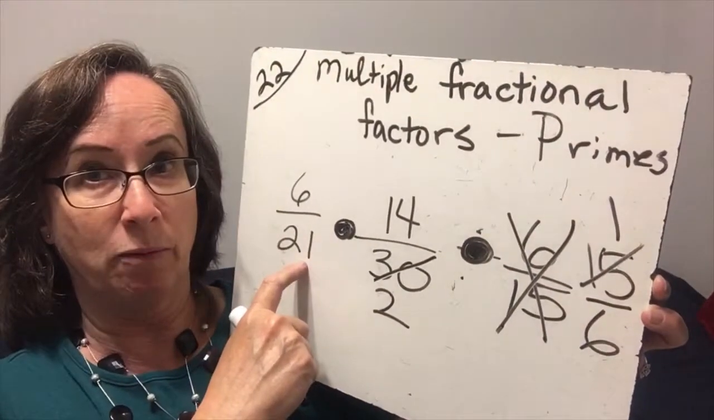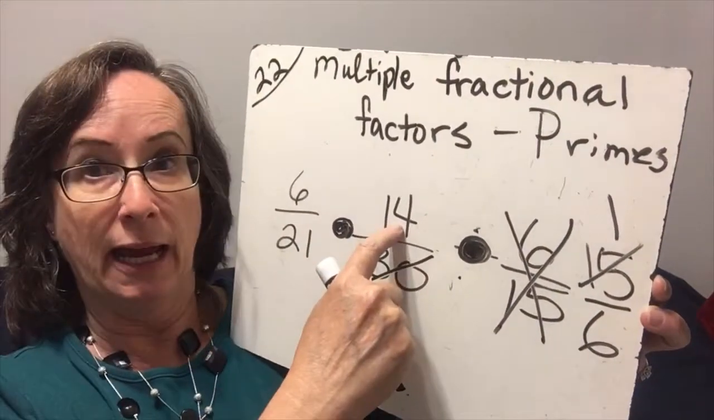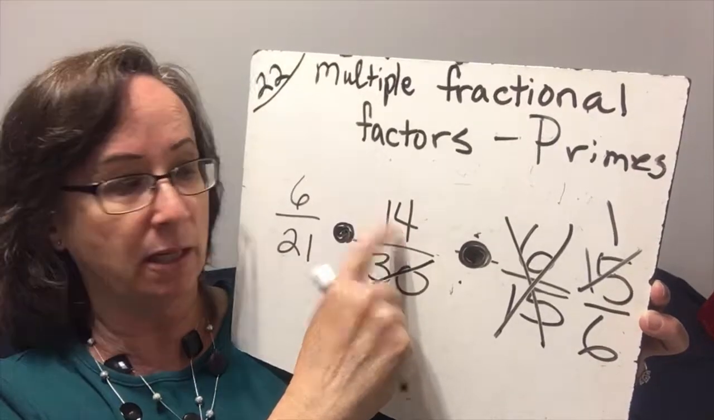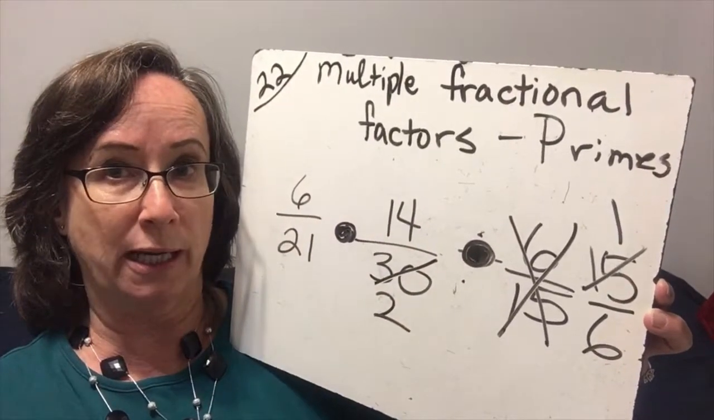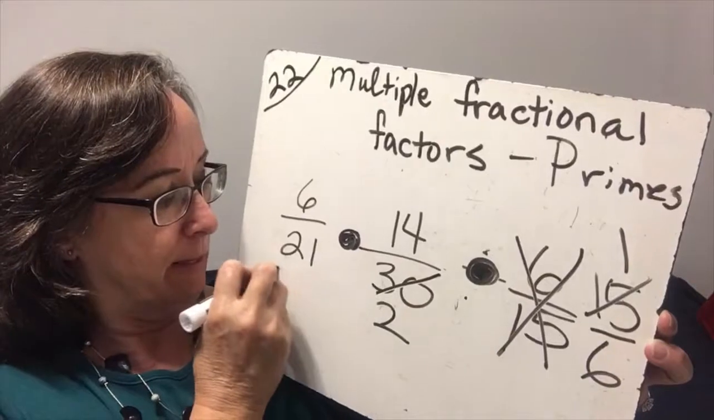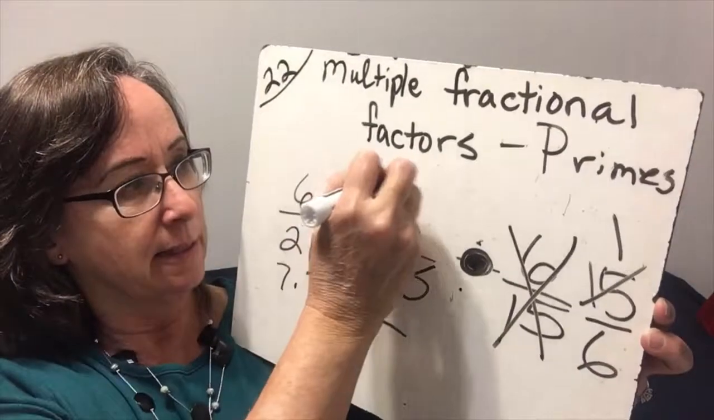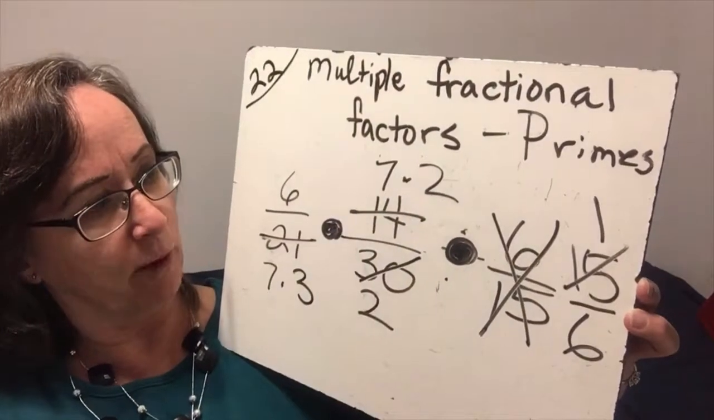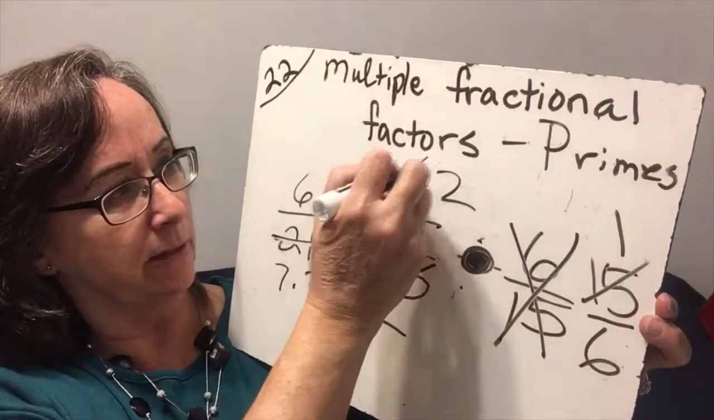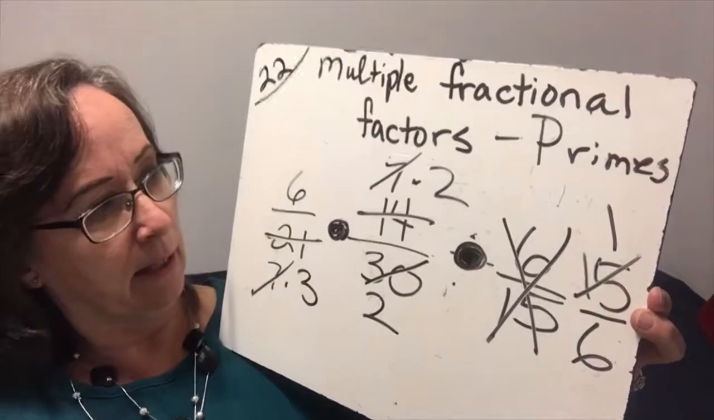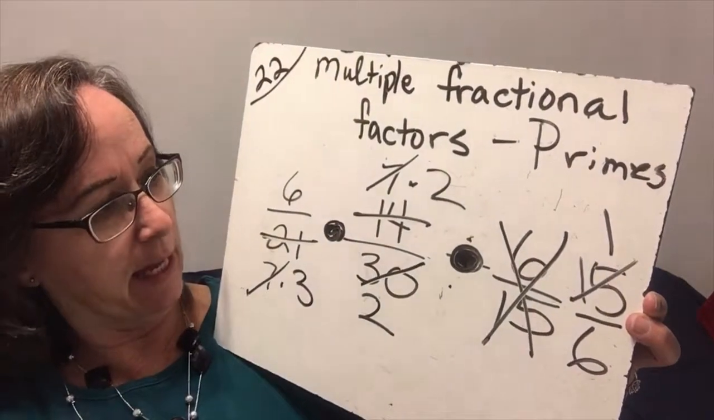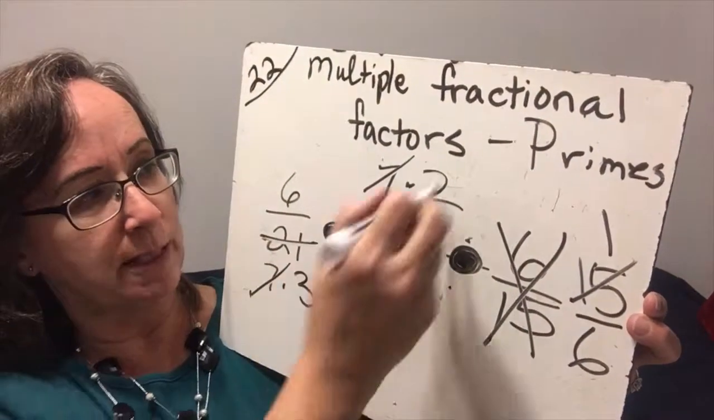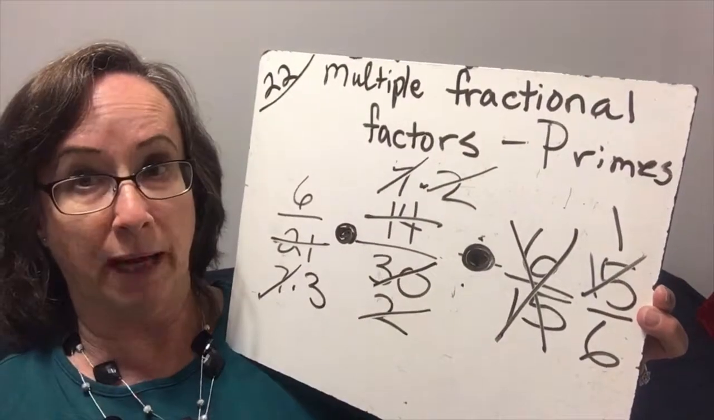I see that 21 is 7 times 3 and 14 is 7 times 2. But since we're talking about product of primes, let's go ahead and write it down. 7 times 3, 7 times 2. So we're going to cross that out, okay? So now we're going to cancel the 7 and the 7 because we can, okay? So now what do you see? Do you see a 2 and a 2 that can go away?